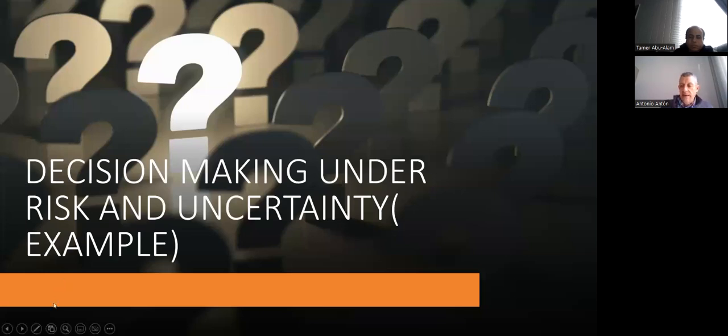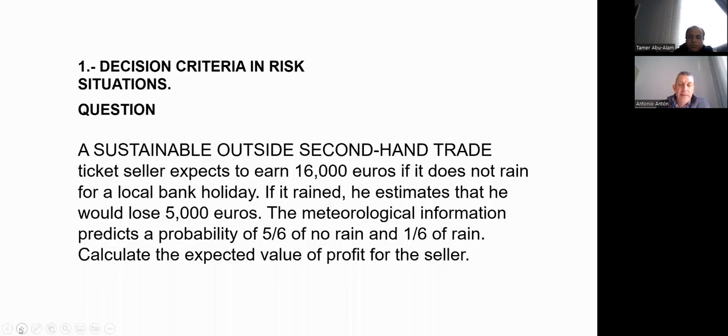Well, I think we just explain it. What is risk and what is uncertainty? Let's start by explaining it. So in terms of criteria, I put some examples to understand it. Sometimes our decisions depend on the probability of meteorological information. Sometimes it's raining, sometimes it's sunny days, or whatever.